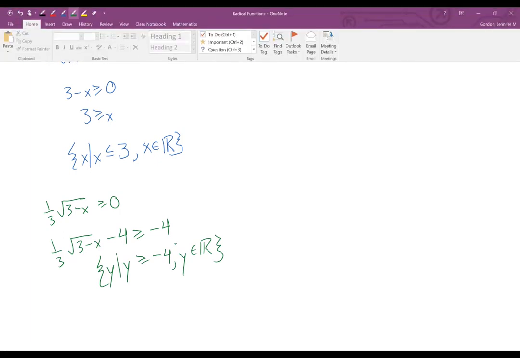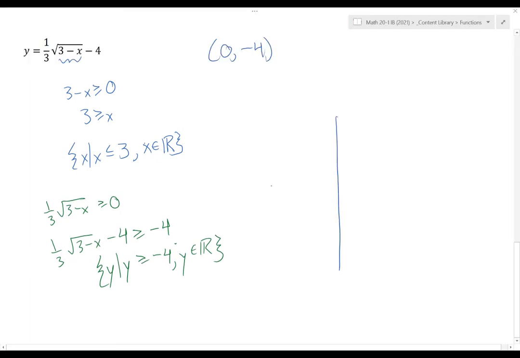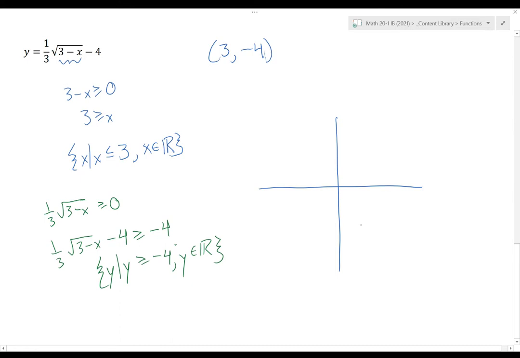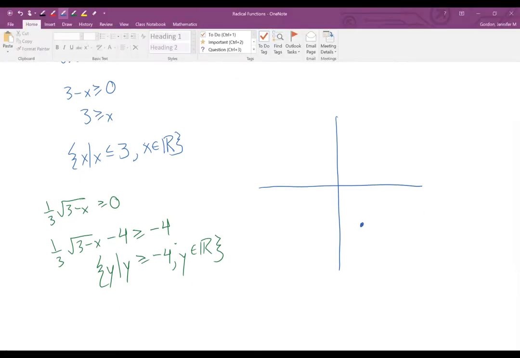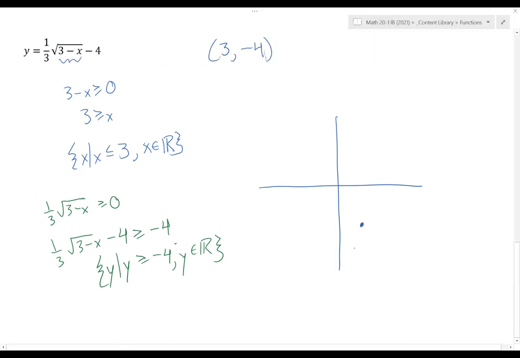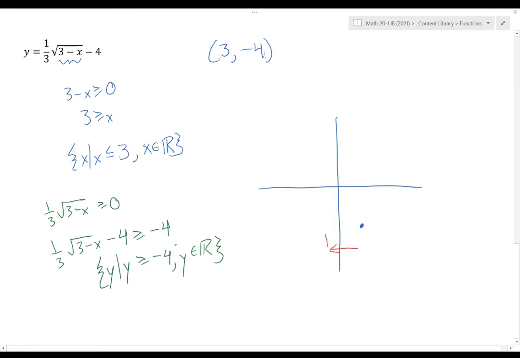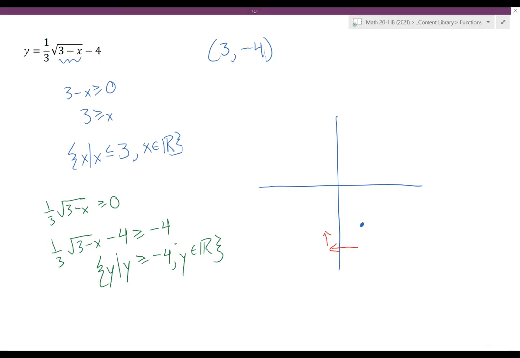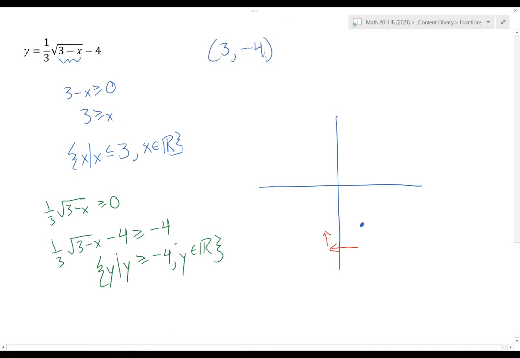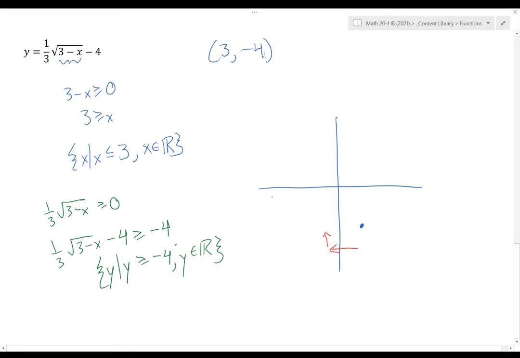And I can now sketch this graph, knowing that my vertex, oops, I don't know why I wrote a 0 here when that should clearly be a 3. The vertex is at (3, -4). And I know, because the domain and range being what they are, x has to be less than 3, so we have to go to the left, but y is going to be greater than -4, so it has to go up. So that is going to be a function that moves in that direction.